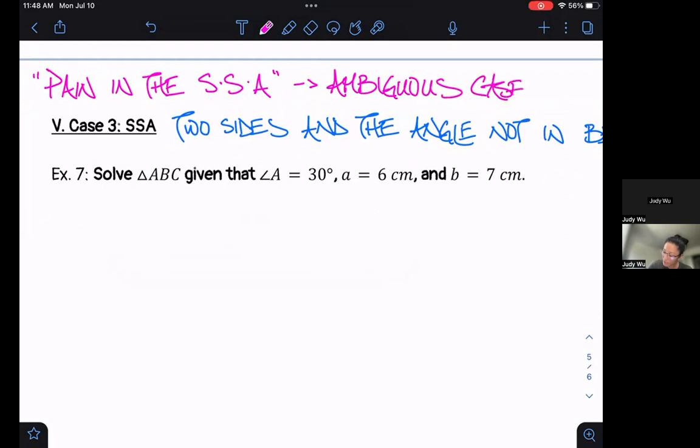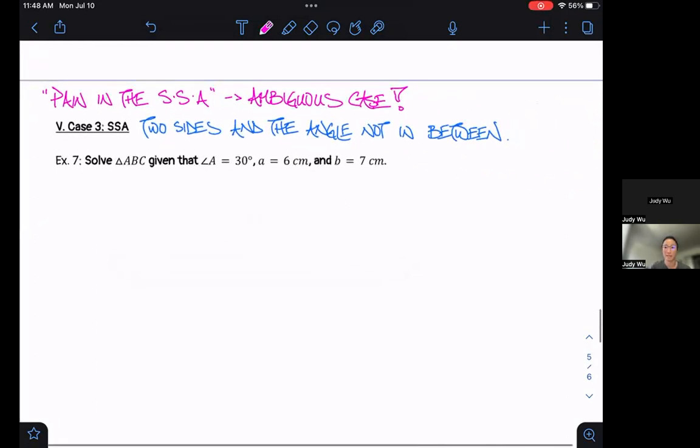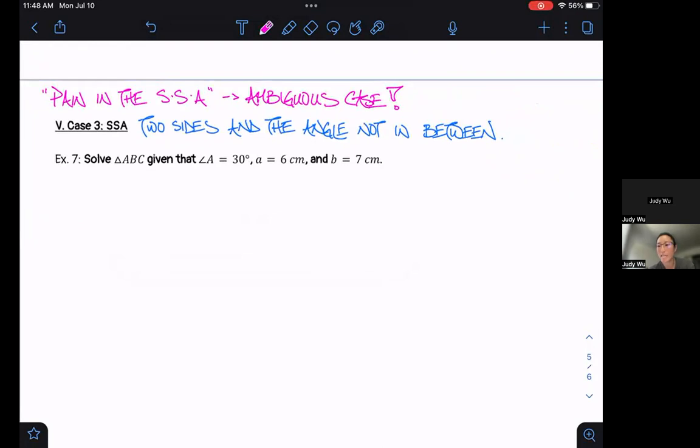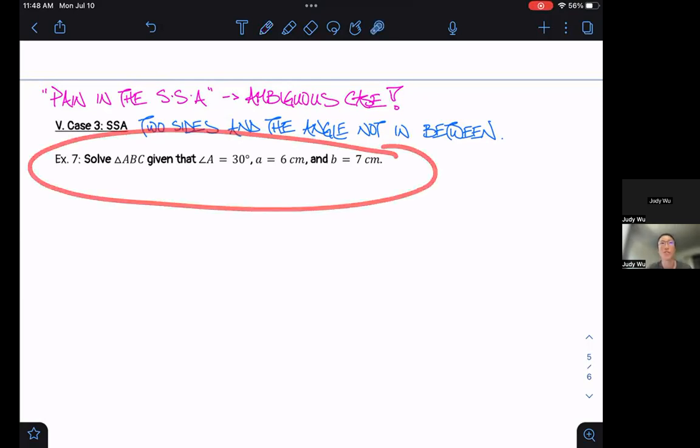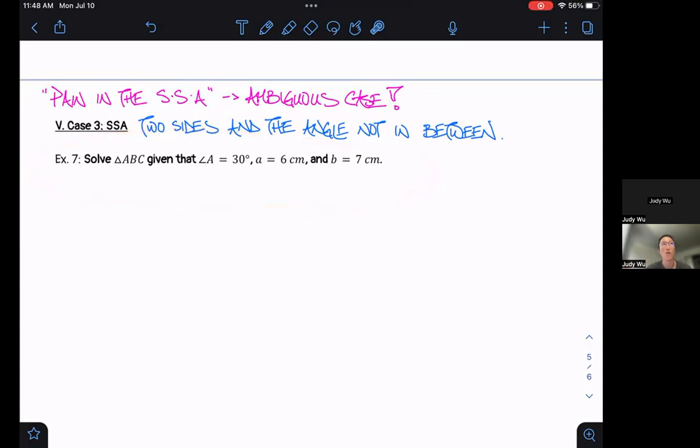All right. And so what do we mean by an ambiguous case? It means that we possibly have 0 triangles, 1 triangle, or 2 triangles. We don't actually know until we start solving the problem. And so we're going to take a look at example 7, but instead of me jumping right to drawing a diagram, I'm going to show you a little applet that we can maneuver around and kind of get this a little bit more visually. Okay, but the numbers I want us to remember, we have an angle that's 30 degrees, a side A that's 6 centimeters, and side B is 7 centimeters.